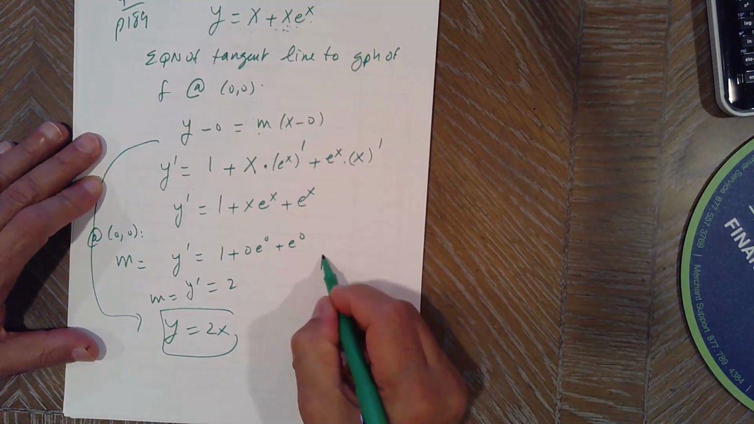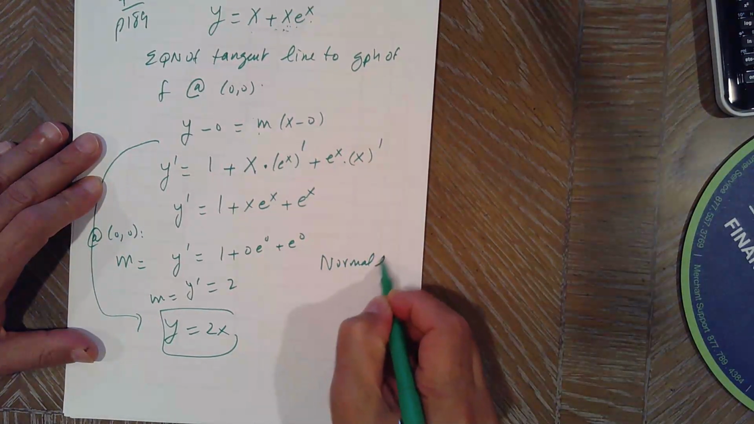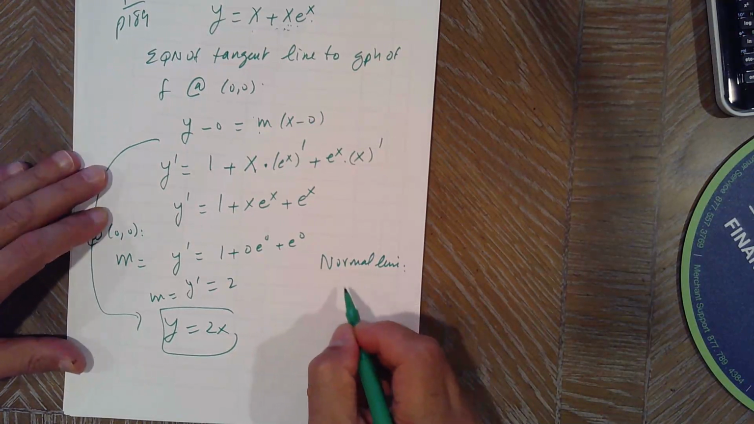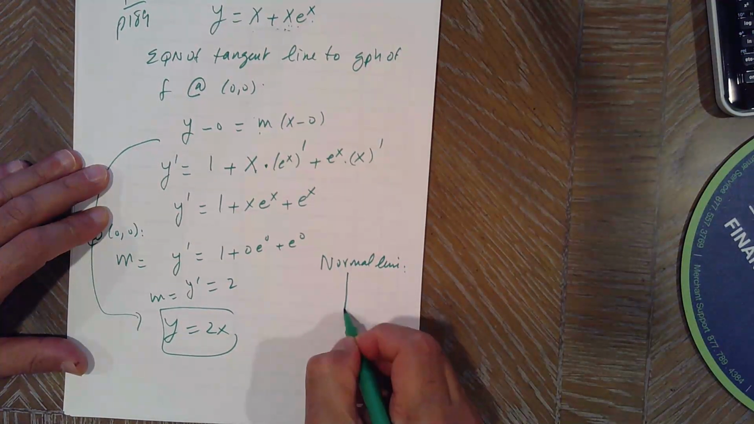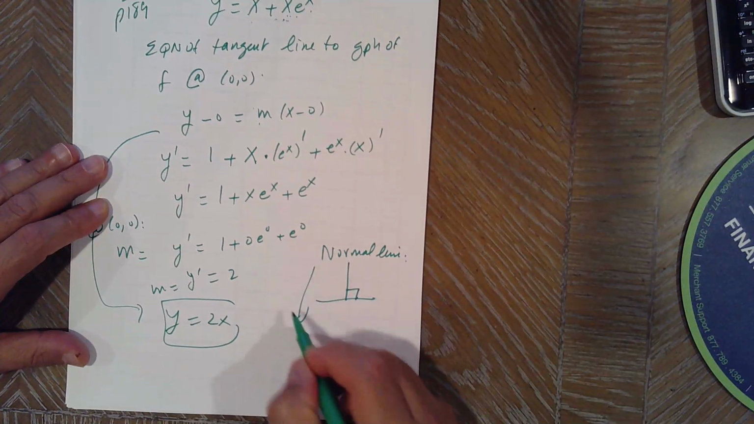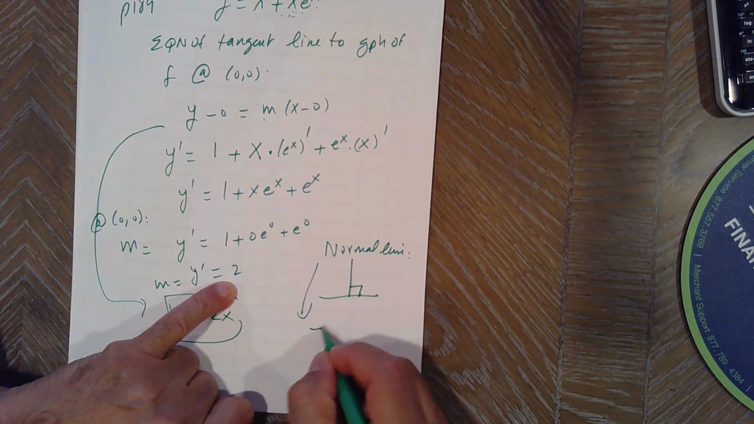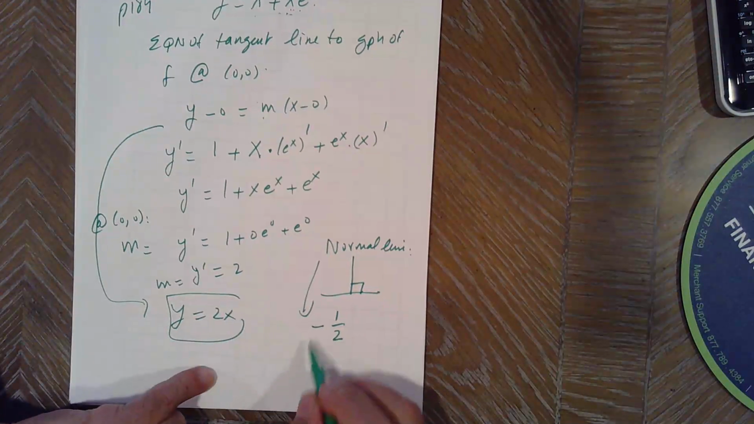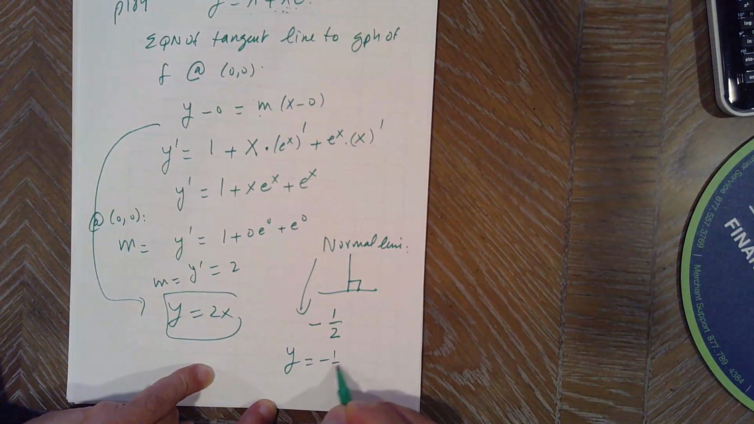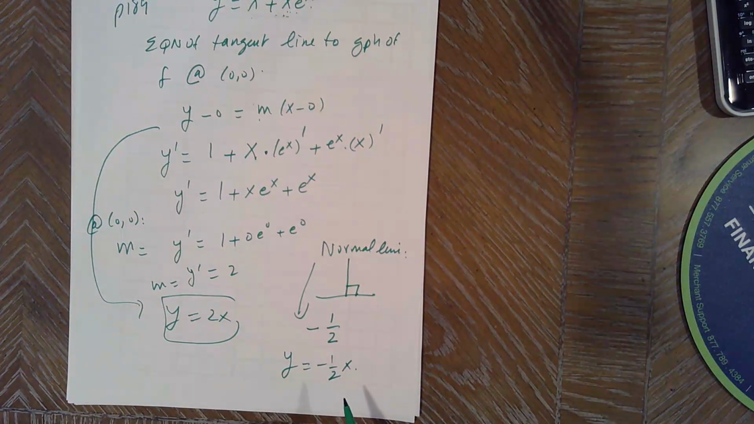Now the normal line. The normal line is perpendicular to the tangent line, so its slope is the opposite reciprocal of that slope. Opposite reciprocal would be -1/2, so its equation is y equals -1/2 x. Okay.